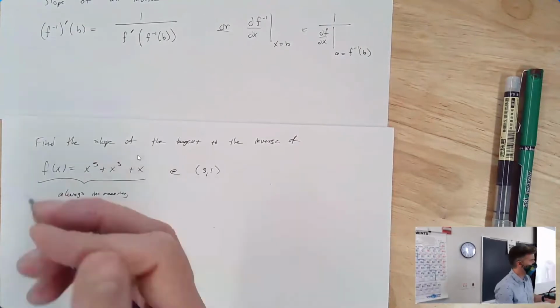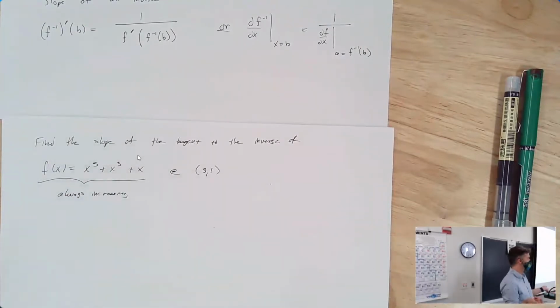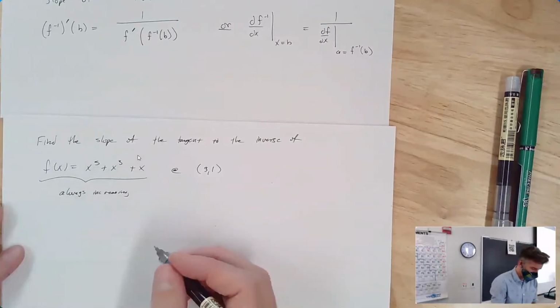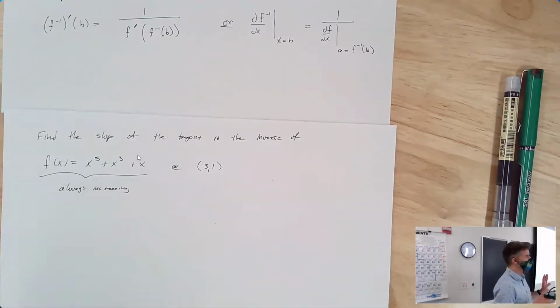But that means it passes the horizontal line test. The horizontal line test is the test to see if a function is invertible, just like the vertical line test is the test to see if a function is a function. So if you pass the horizontal line test, it means your flip passes the vertical line test, so your inverse is a function. We're just trying to justify the fact that you can use this formula.